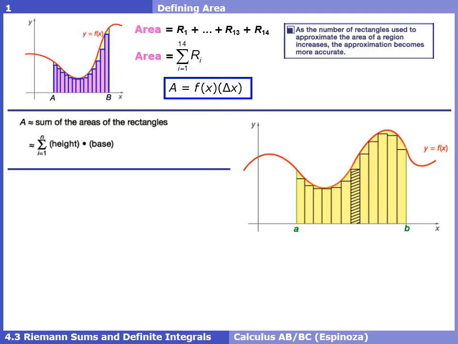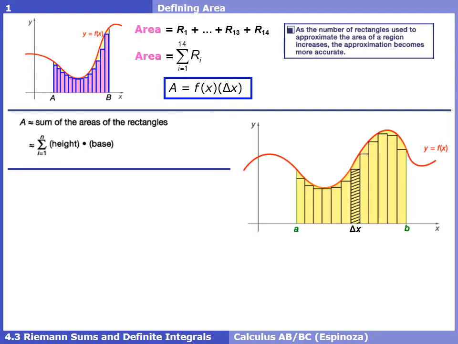We're still going to use summation notation, but now I don't know how many rectangles I'm using. So instead of going from 1 to 14 like you saw above, now it's going to go from 1 to n, n being any number of rectangles we want to use. Of course, we know the area of a rectangle is the base times the height. I'm going to write it in a different order, as height times base. The height of these rectangles was determined by f of x. The base was a little change of x.